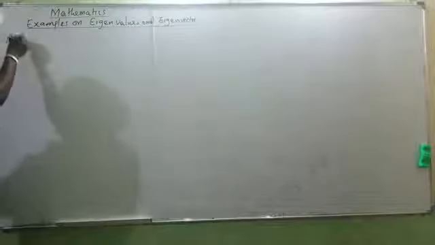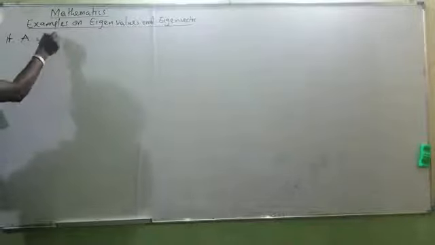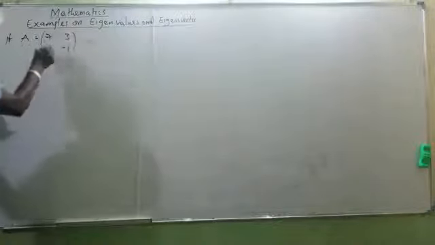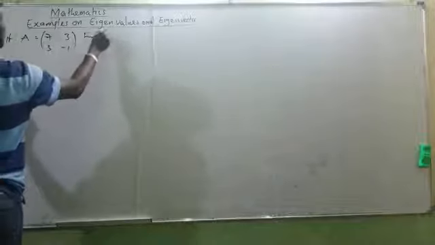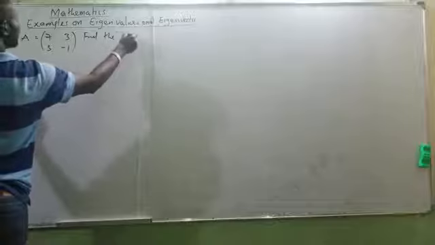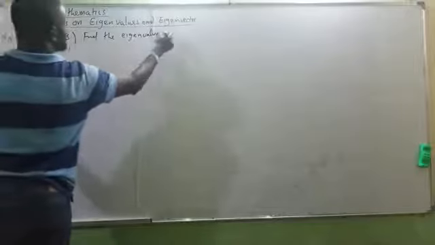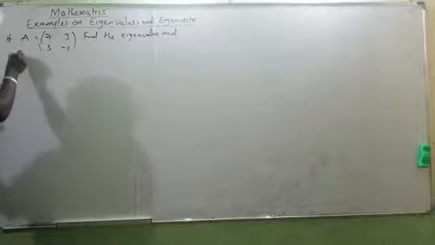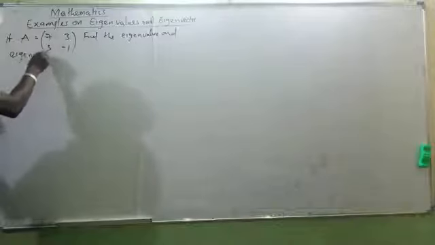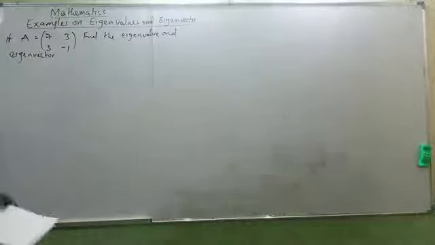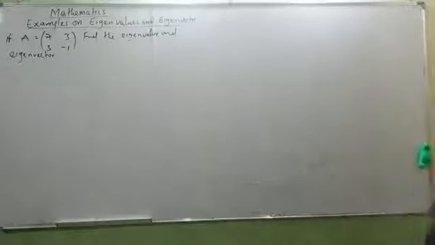matrix. Now, for instance, I have a problem here. Look at this question. The question says if A equals 7, 3, 3, minus 1, find the eigenvalue and eigenvector. Now you have to find the eigenvalue and eigenvector. Now, you have to explain many things anyway.